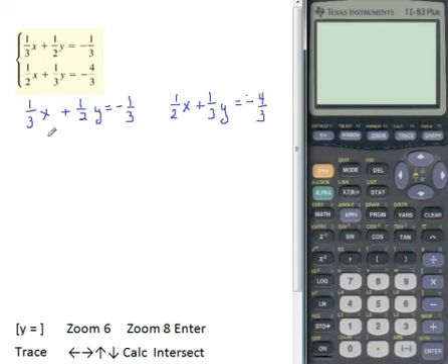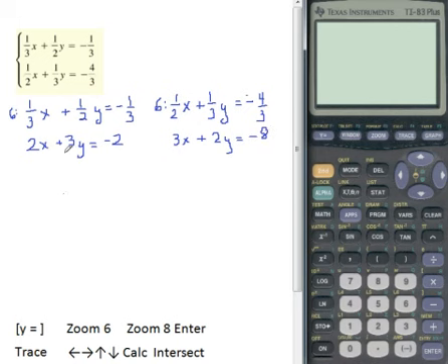And the first equation I'm going to multiply by the common denominator 6. And I'll get 2x plus 3y equals -2. And since 6 is the common denominator in the second one, I'm going to multiply by it there too. And I'll get 3x plus 2y equals -8.